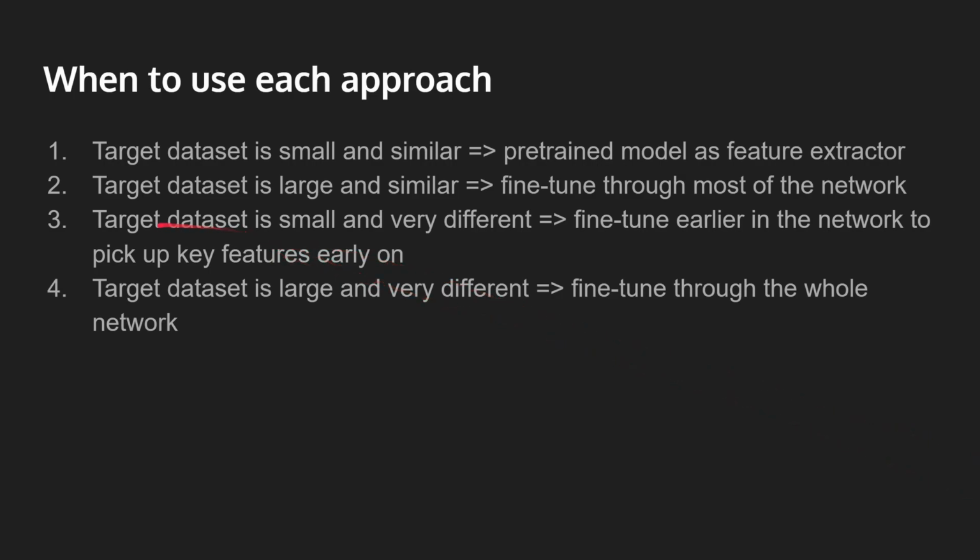Now, for scenario 3, if the target data set is small and very different, then we might expect something else, right? Since the domains are different, we don't want to freeze up to the deeper end of the network feature maps, right? Remember that the deeper it is, the more specific and advanced the feature maps will be. And since they're different, that's not necessarily helpful. So it would be better to retrain the model from earlier in the network or not freeze any layers at all, right?